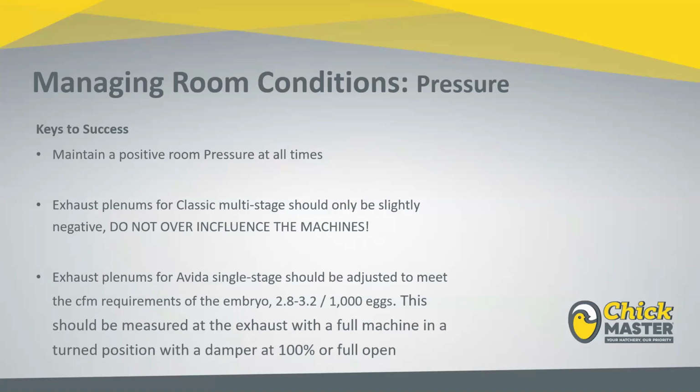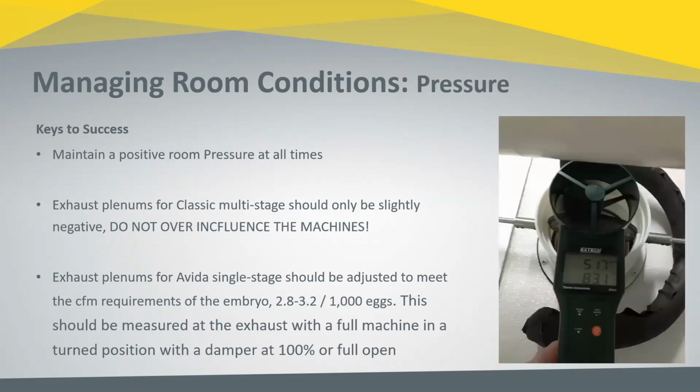When we look at the exhaust plenums for a Vita single stage, they should be adjusted to meet the CFM requirements of the embryo. And this is going to range between 2.8 to 3.2 CFM per 1,000 eggs. This should be measured at the exhaust with a full machine in a turned position with the damper at 100% or full open. And I'll show you an illustration of using a handheld anemometer to measure feet per minute. In this illustration, 517 feet per minute is measuring airflow being exhausted out of this machine.